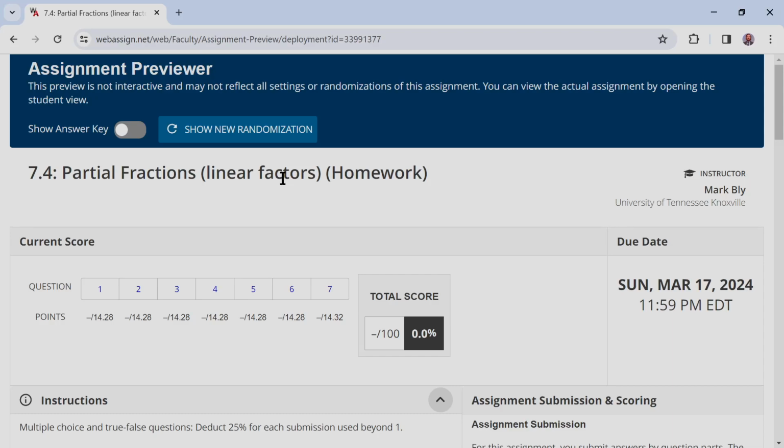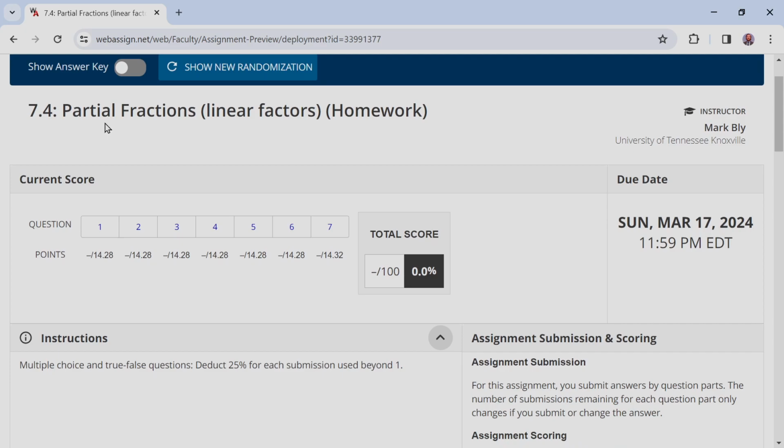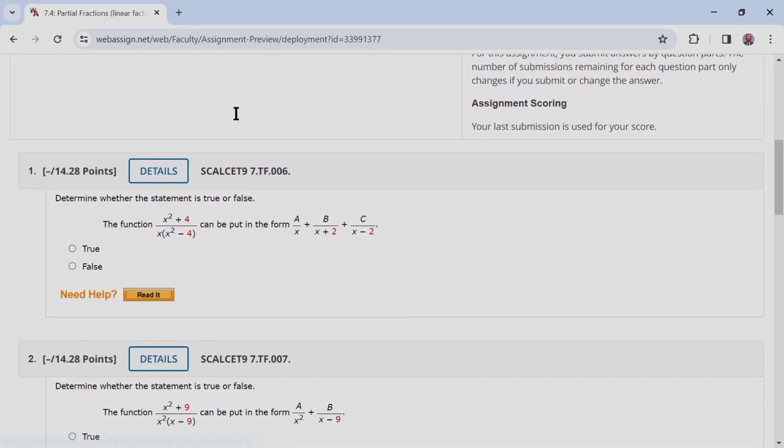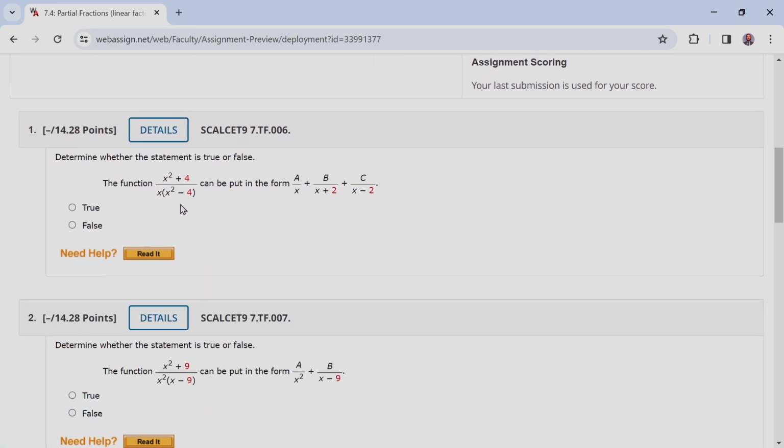All right, welcome to a discussion of the first part of the section 7.4 WebAssign. So we're looking at partial fraction decomposition. In particular, we're looking at linear factors here, so factors of degree 1. Taking a look at this first guy here, we are in the linear factors section.